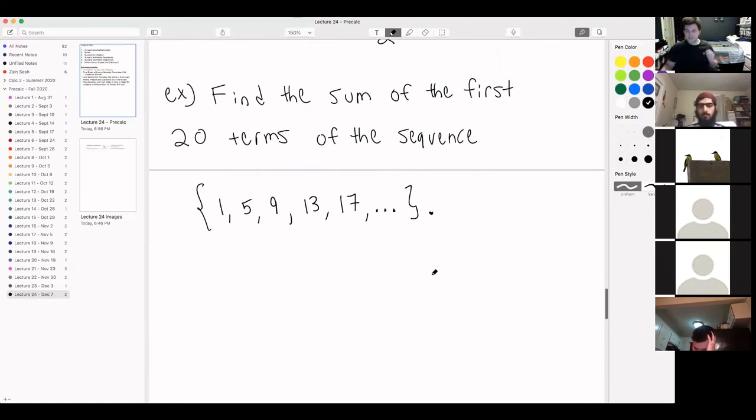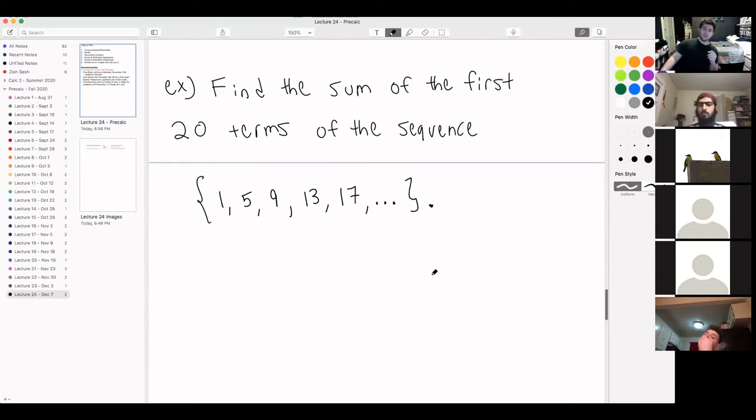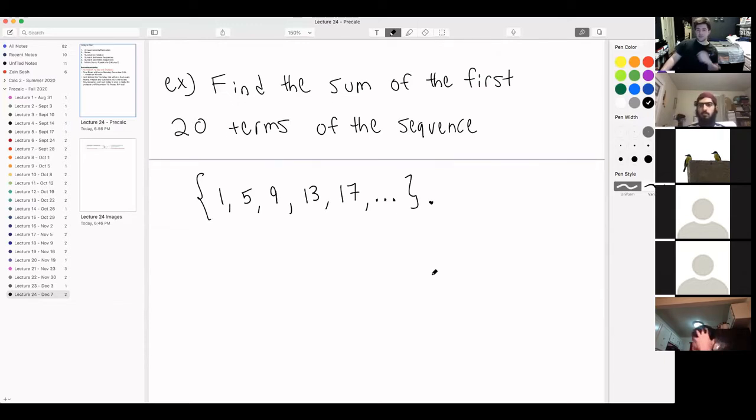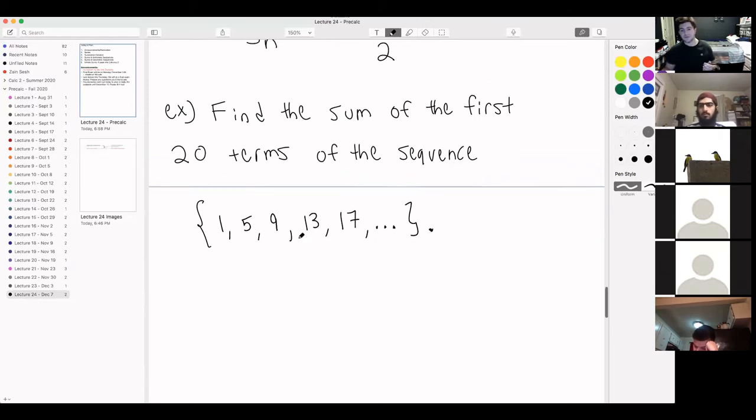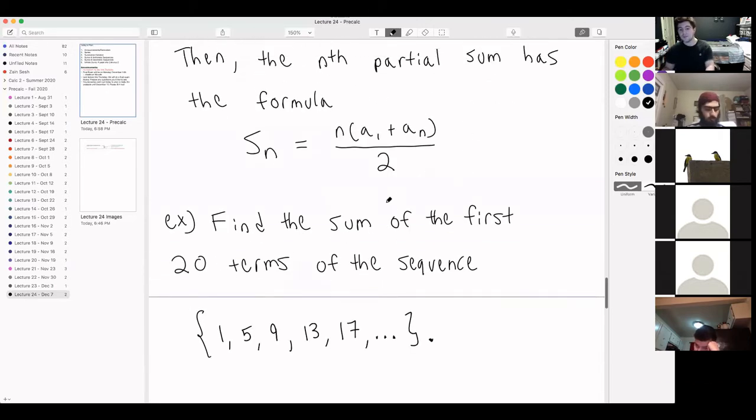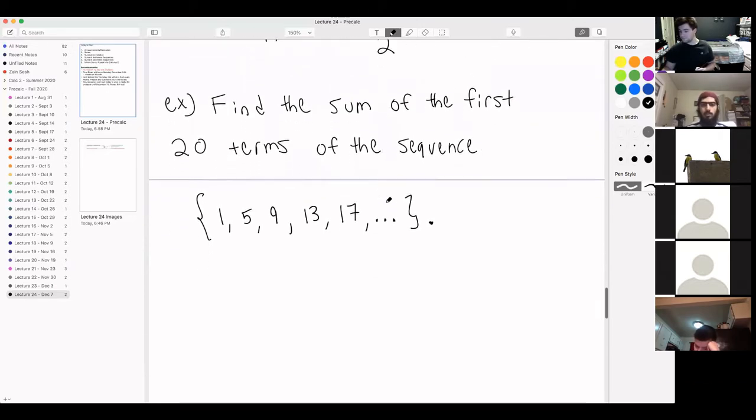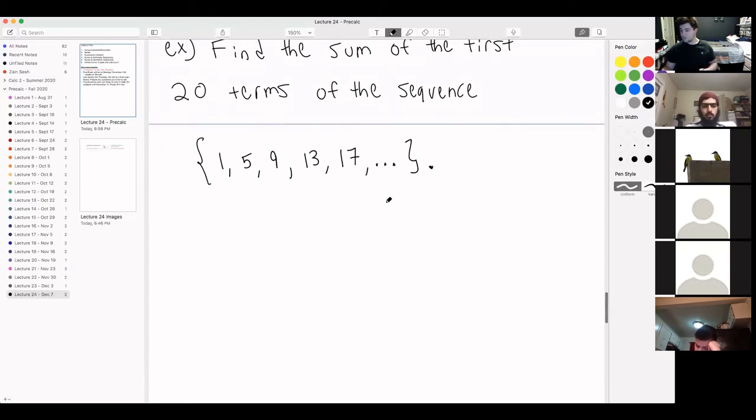Okay, so I have given you an infinite arithmetic sequence, and I want you to find the sum of the first 20 terms. So I don't want you to just list out the first 20 terms and add them together using a calculator or something, because that's not very efficient. We have a much more efficient way of doing this by using the formula. So we use the formula.